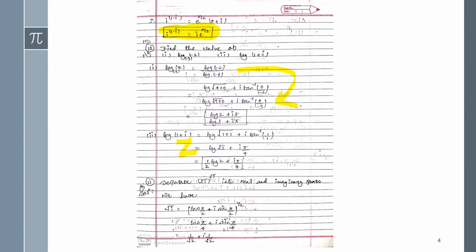Now next one: separate root i raised to root i into real and imaginary parts. So here in the question they are asking that you have to separate. It means after finding the value of root i raised to root i, again repeating, guys, after finding the value of root i raised to root i, separate it into the real and imaginary parts.